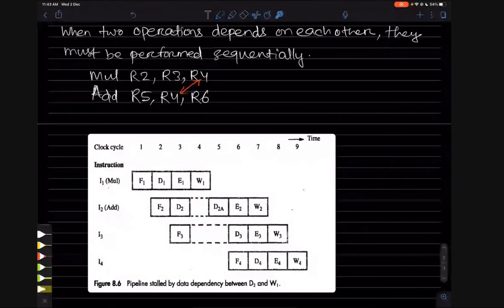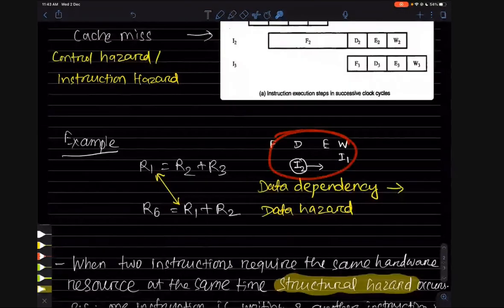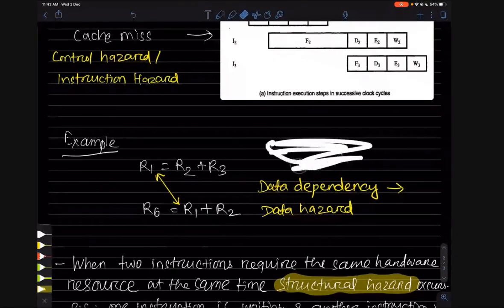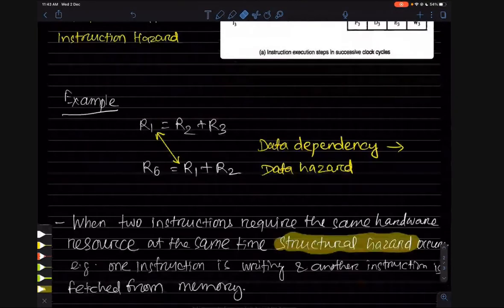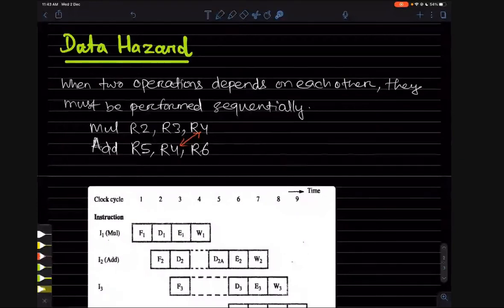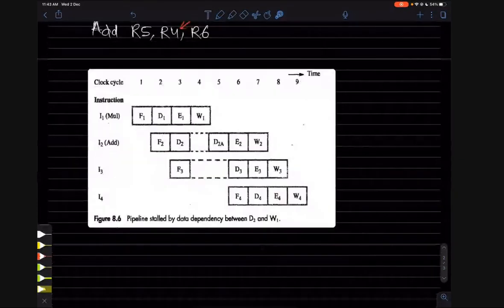Okay, so whatever I have discussed here, the same thing: because the data is not available, we have to wait for the instruction to complete its data writing to the register. After the data is written to the register, only then will we start our decoding and then execution of the instruction. Due to that, we might get one or two bubbles, depending upon the hardware.